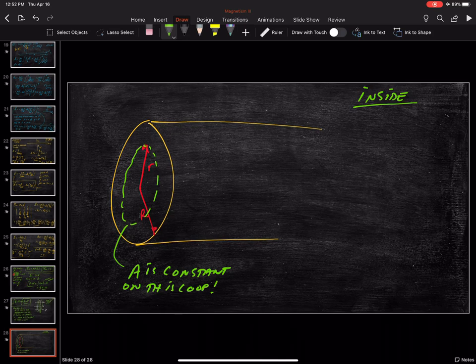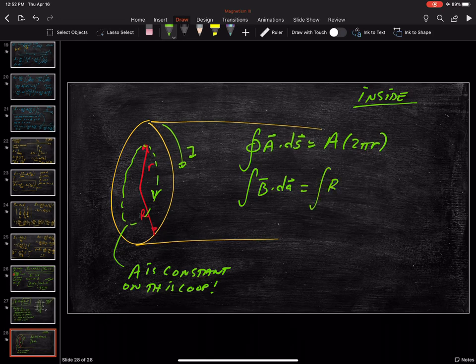So that means that if I work out integral A dot ds, for all the reasons we've talked about before, this should just be A times 2 pi r. Also, I know that A travels around this, because if the current is moving in this direction, then that means that A also travels in that direction. All right. So this should also be equal to integral B dot dA. Now, what's B? Well, inside. So this should be equal to integral B inside times my d area.